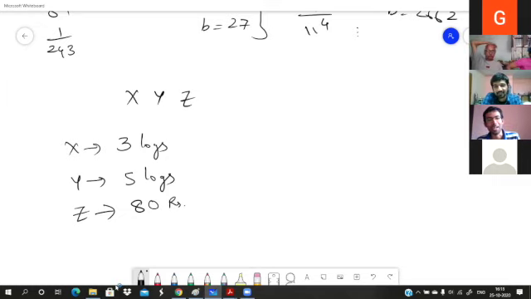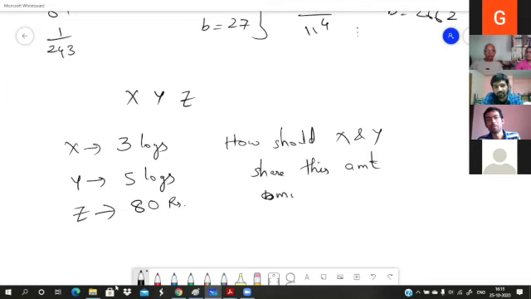So now the question is, he gives 80 rupees to X and Y. How should X and Y share this 80 rupees among themselves? How should X and Y share this amount among themselves? So along with that square question, you can also give a thought to this.